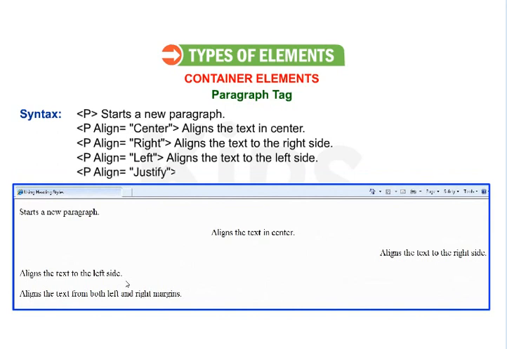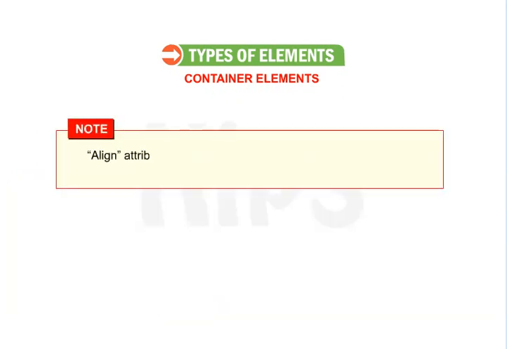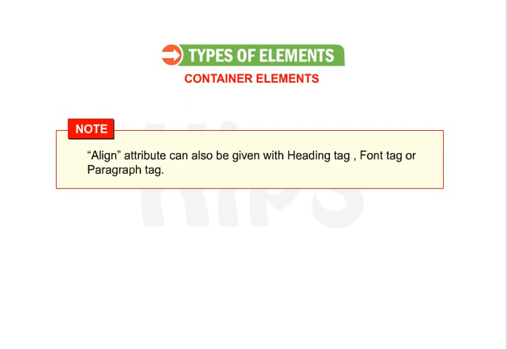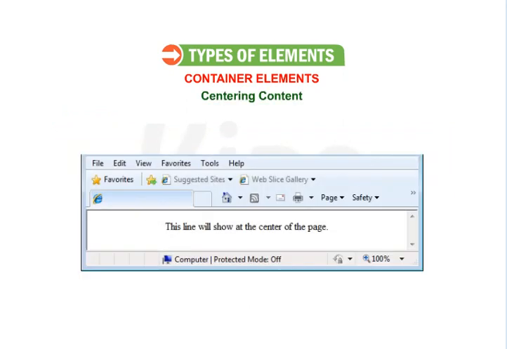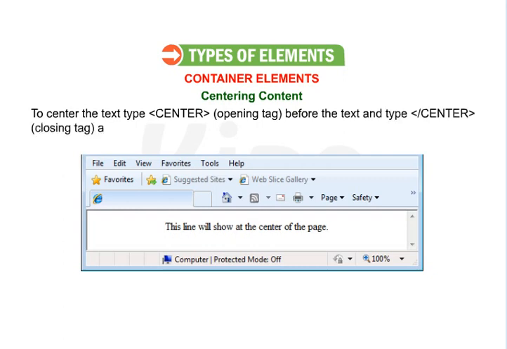<P align="justify"> aligns the text evenly between both left and right margins. Students, note that the align attribute can also be given with the heading tag, font tag or paragraph tag. Centering content. The center tag is used to align the text to the center of the page or any table cell. To center the text, type <center>, the opening tag, before the text and type </center>, the closing tag, after the text.